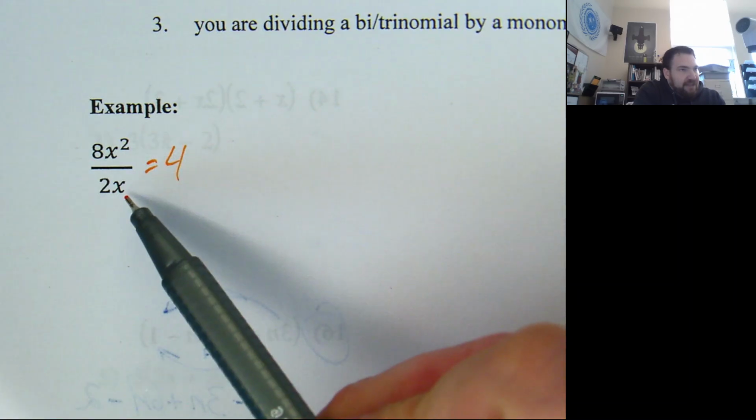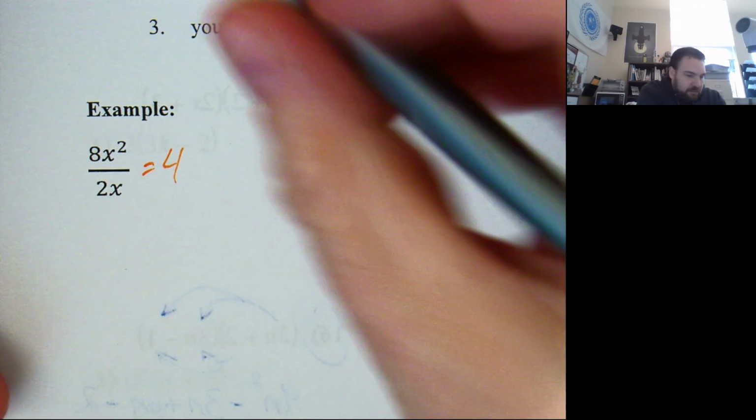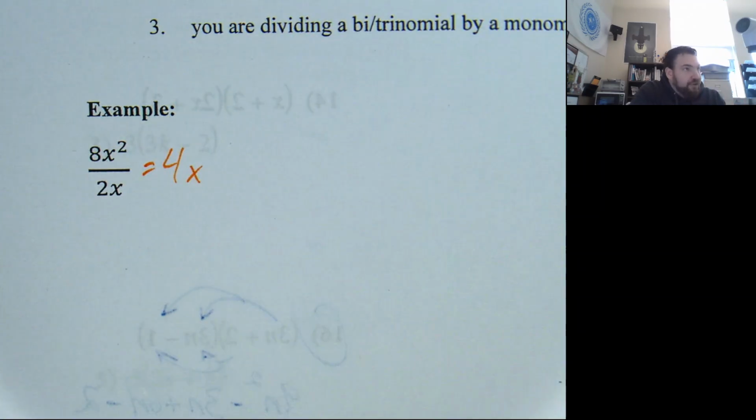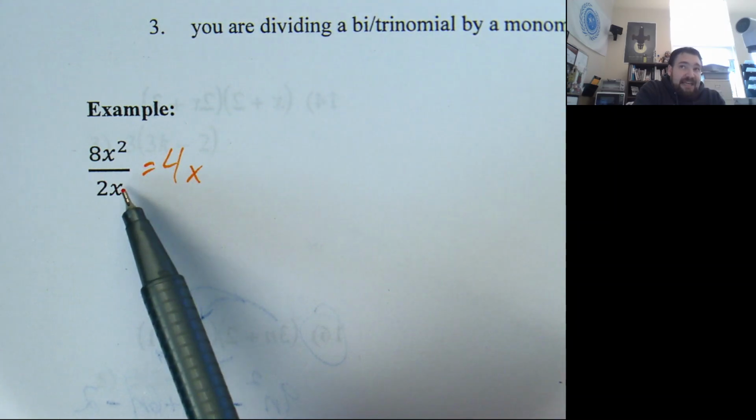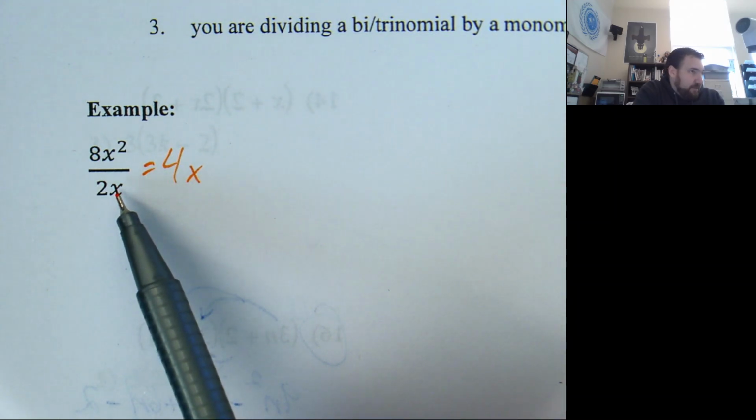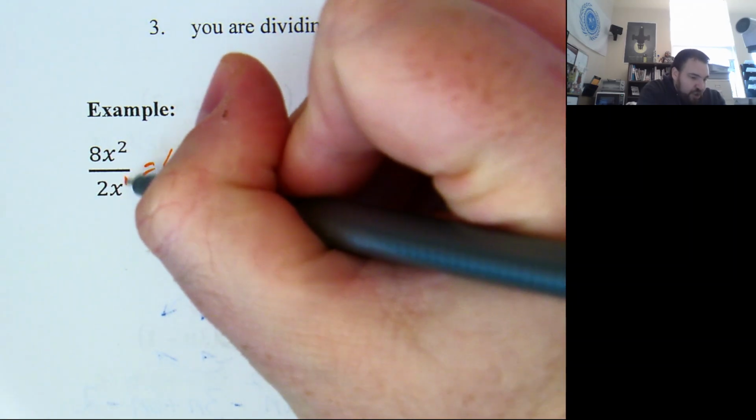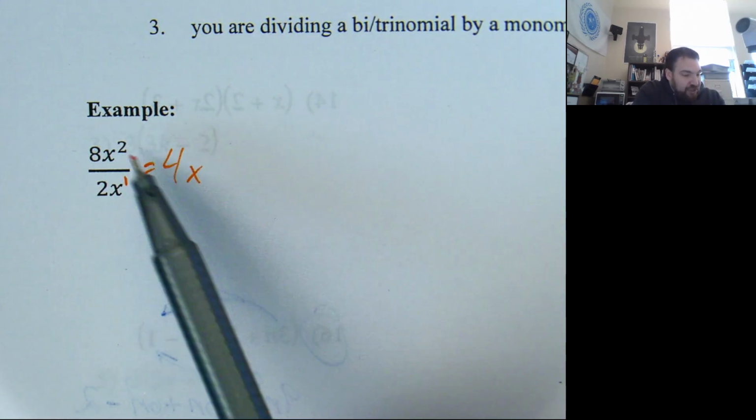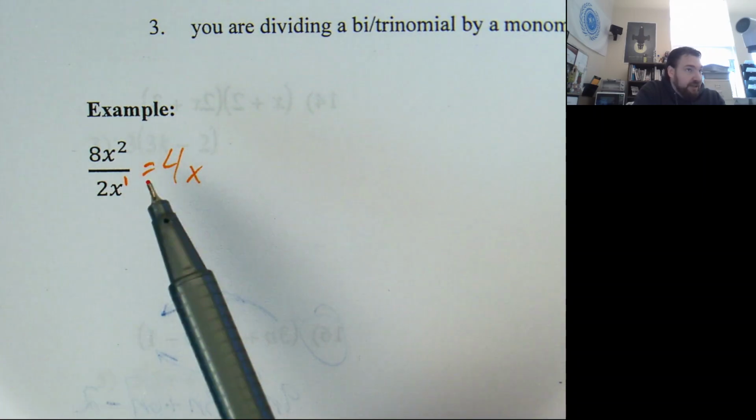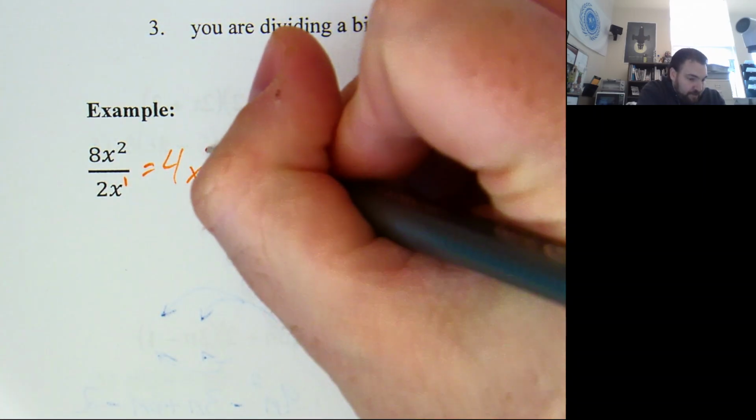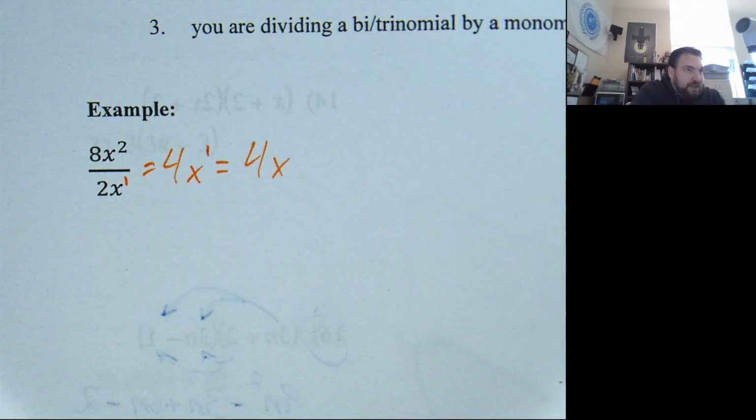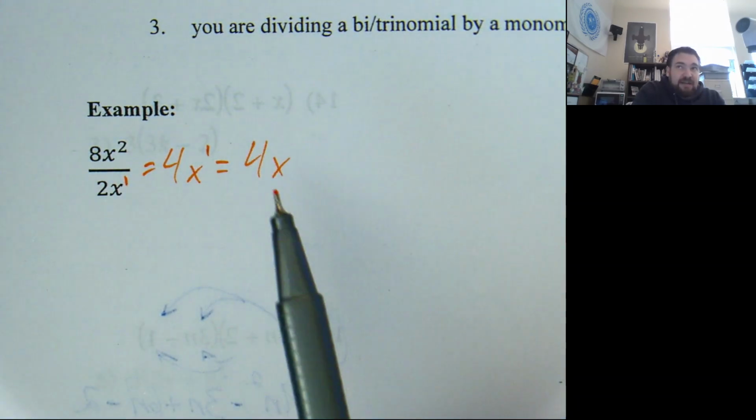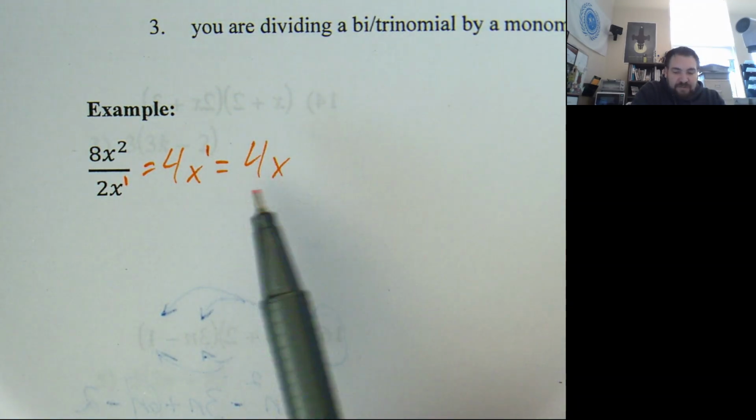X squared divided by x is? If you're going to use your exponent laws, this x is technically x to the power of what? 1. So you could write it as x to the 2 minus 1, which would be x to the 1. But when there is a 1, you do not have to write it. This is the accepted, generally, final answer.